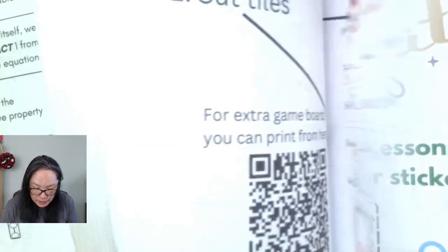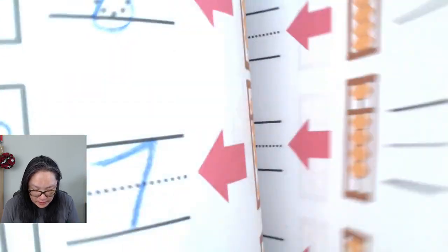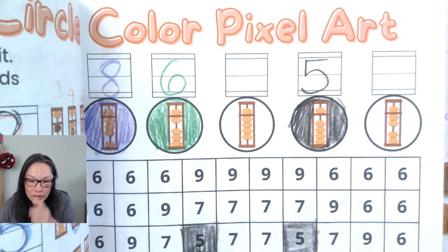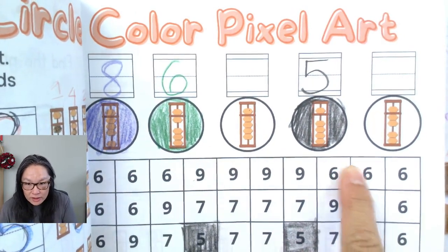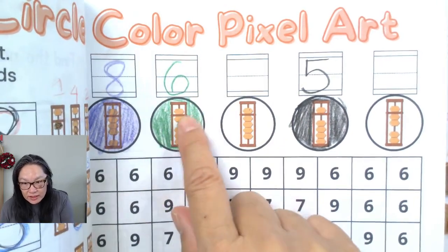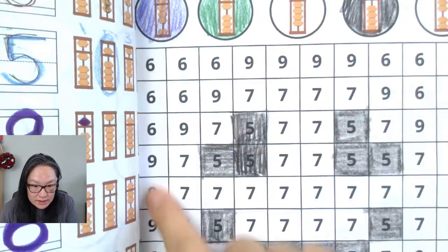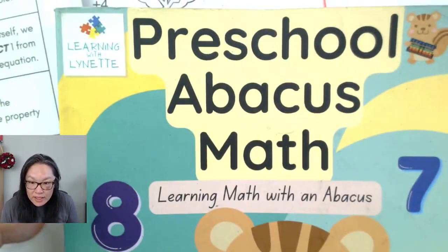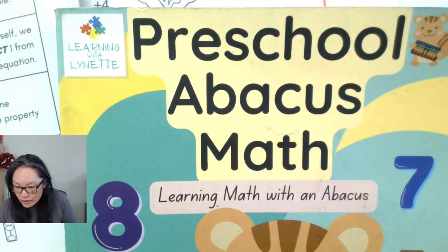I have a few of those. This one is colored by number, and this one is pixel art. I didn't want to restrict them on the color, so you choose the color, but here is the number recognition. You find the number 6, and then you figure out what the pixel art is. And then you go to the next one.